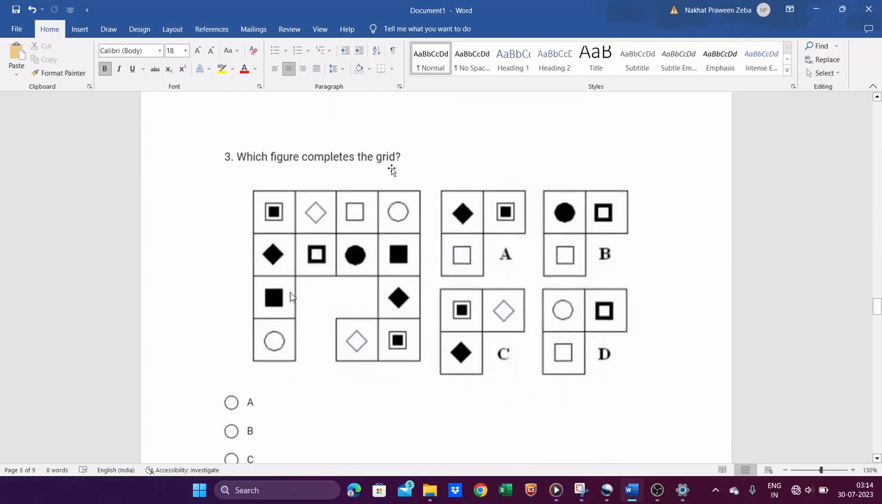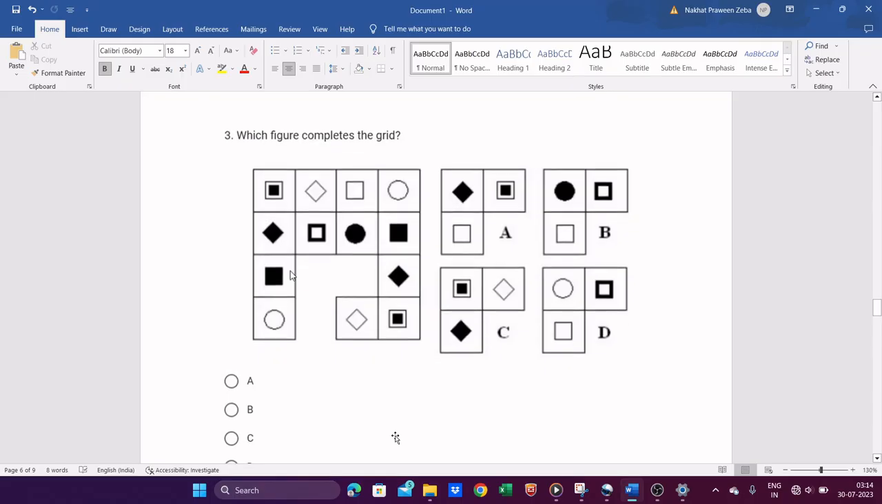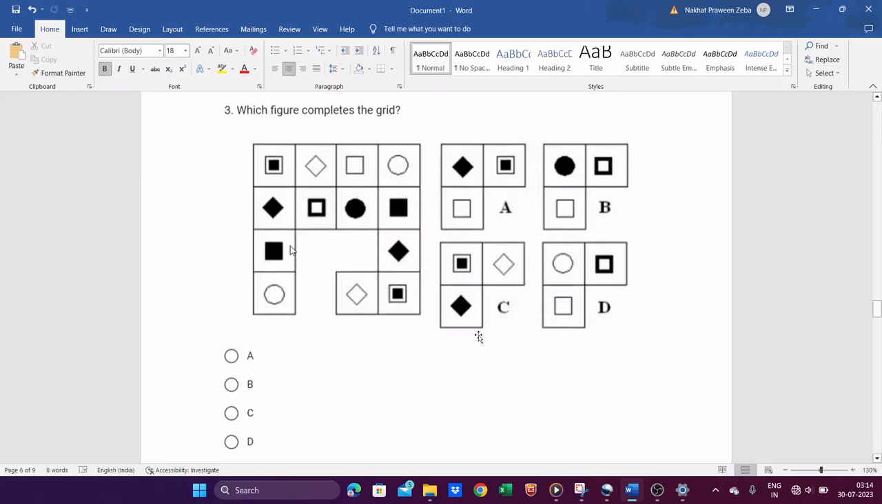Now again, which figure completes the grid? So you can see here, and you pause the video, solve it, and then you can proceed ahead. But if you want me to tell, let me know in the comment section. I have marked the answer for this one. There is a circle, then a square under square, then a triangle. So which is missing to fill it here? Square, right?